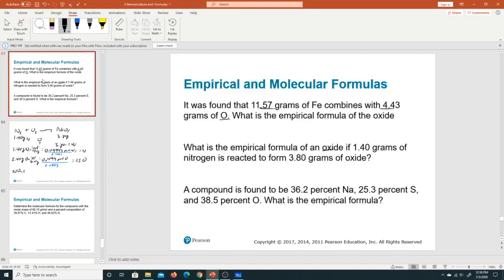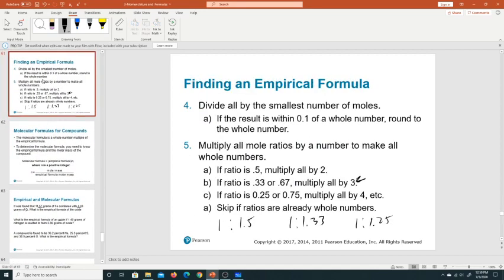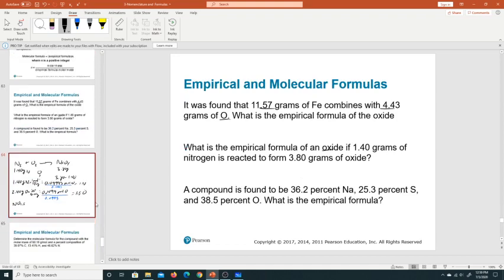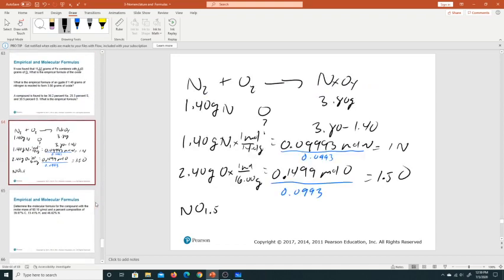So go back to the little chart. If it ends in 0.5, you multiply by 2. So multiply both of these by 2. So 1 times 2 is N2, and 1.5 times 2 is 3. And that is the empirical formula here. I made N2O3. Now, can this be further simplified? No, I can't divide these by anything to make them smaller. That gives us the empirical formula.